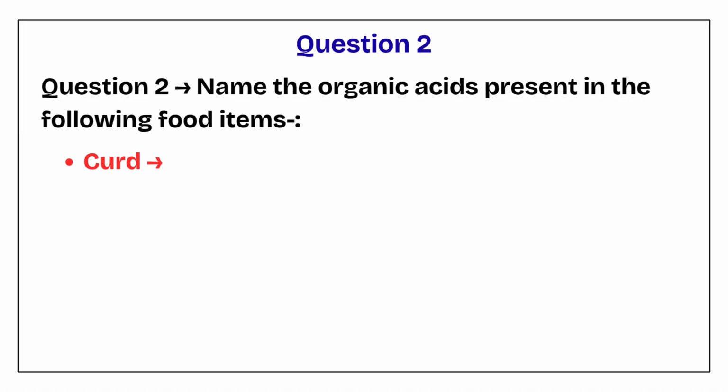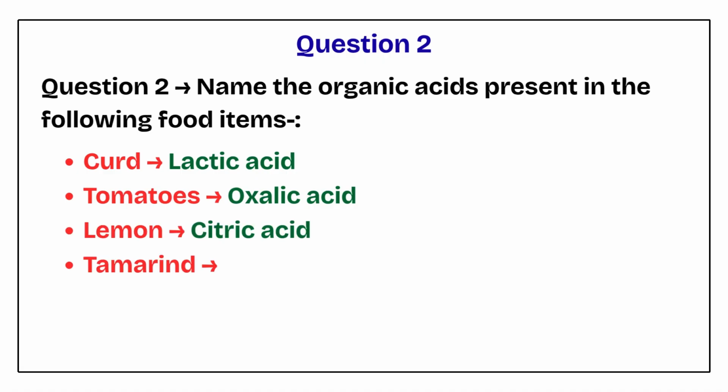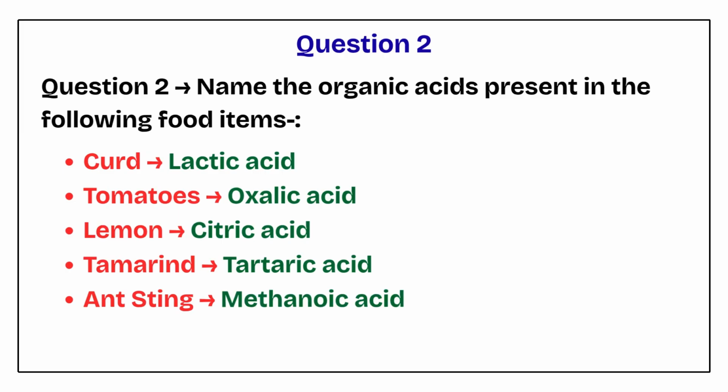Like the curd, it has lactic acid. Tomatoes, it has oxalic acid. Lemon, it has citric acid. Tamarind, it has tartaric acid. Ant sting. Yes, you would be surprised to know that when an ant stings, it gives an acidic substance in our body, and that acid is methanoic acid. The vinegar which we commonly put on our Chinese food, that has the ethanoic acid, which is commonly called as acetic acid.